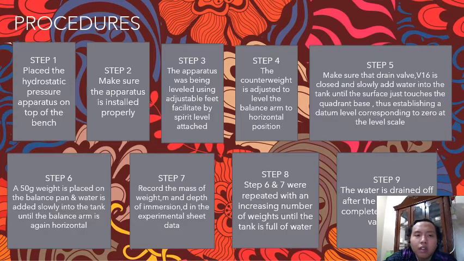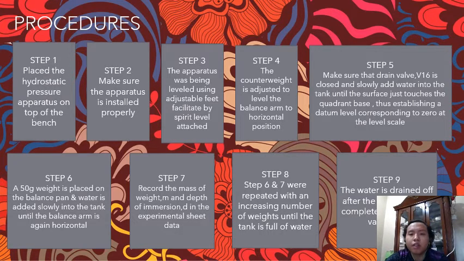This is the procedure. Step 1, place the hydrostatic pressure apparatus on top of the bench. Step 2, make sure the apparatus is installed properly. Step 3, the apparatus is leveled using the adjustable feet with the help of the attached spirit level. Step 4, the counterweight is adjusted to level the balance arm to a horizontal position.